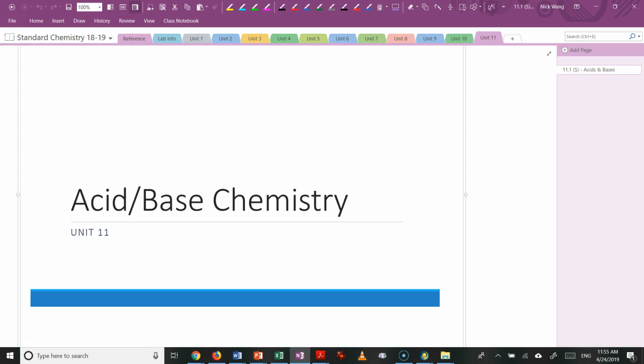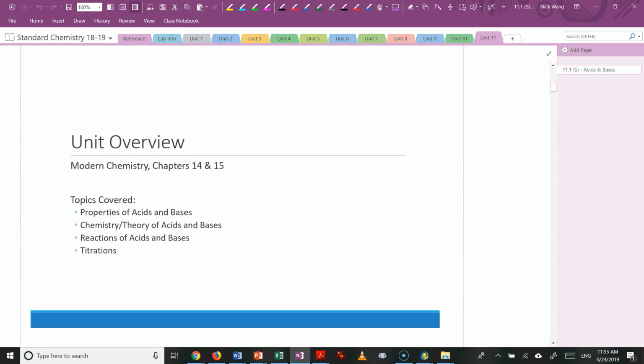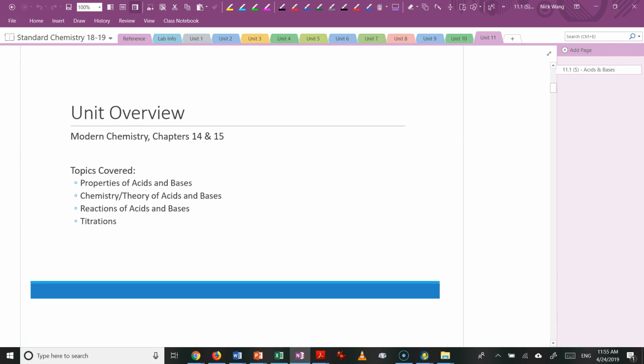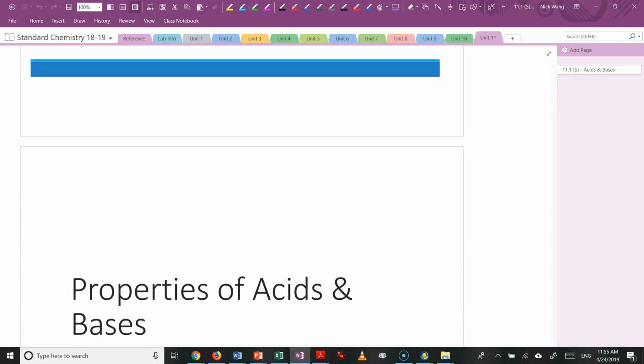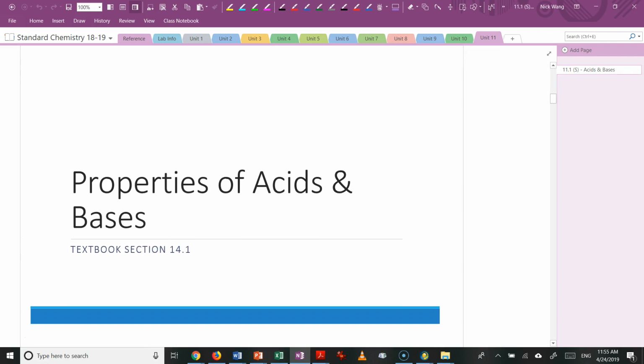We're going to introduce this idea of acids and bases a little bit more clearly. In the past, we've just categorized them as a broad concept, but now we're going to see exactly how they're defined. The overview for this unit is going to start off by looking at properties of acids and bases, but also look at how the chemistry of this stuff works. And then eventually we'll talk about acids and bases as a reaction, and then deal with something called titrations.